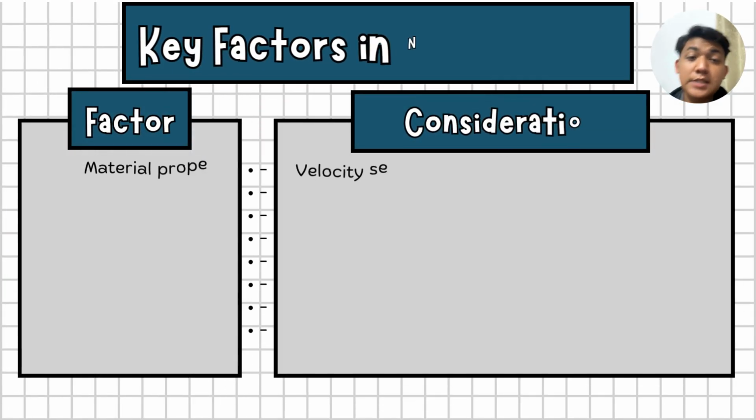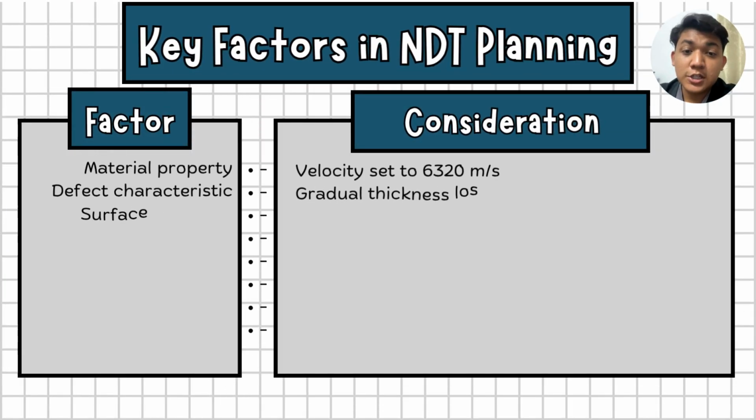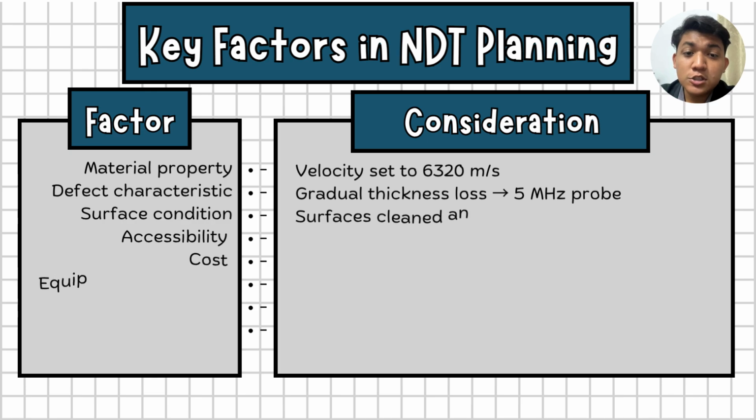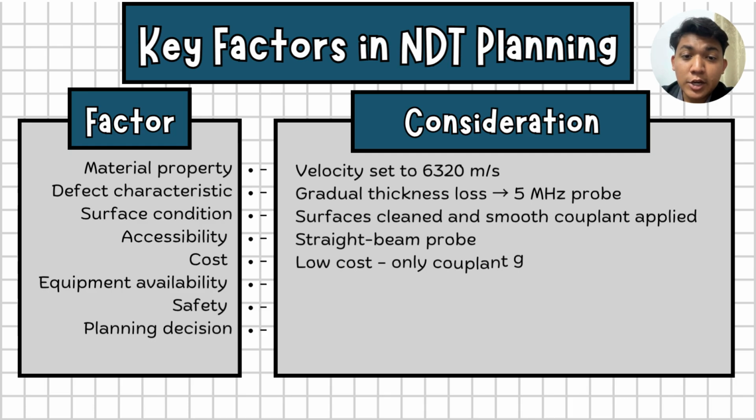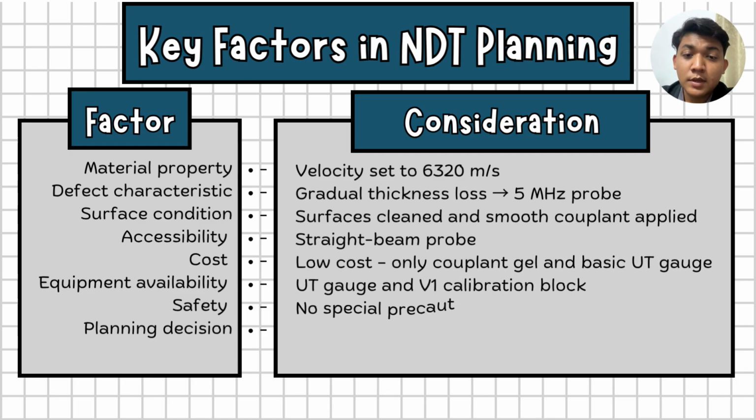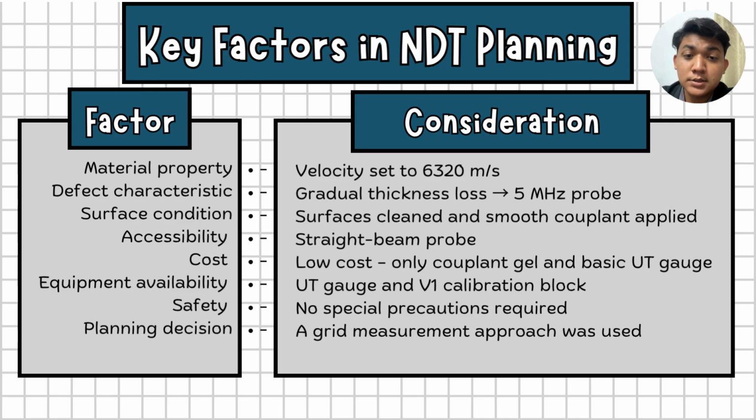Next are our key factors in NDT planning. Our first consideration is the velocity, set to 6,320 m/s. Second, for gradual thickness loss, a 5 MHz probe. And next, the surface was clean and smooth, and coolant was applied. And a straight beam probe. Low cost, only coolant gel, a basic UT gauge and a V1 calibration block. No special precautions required. A grid measurement approach was used.